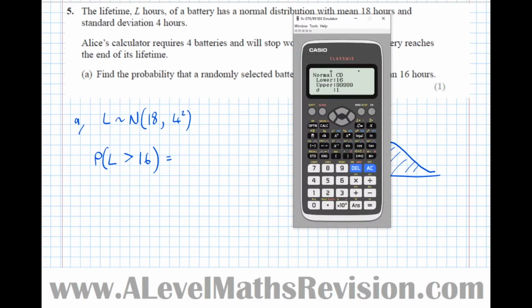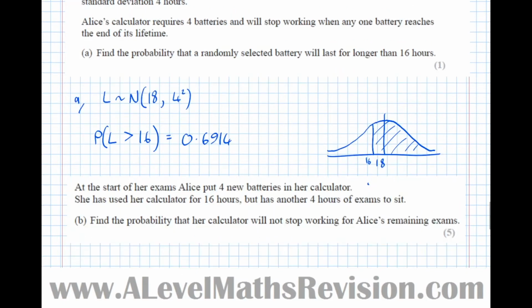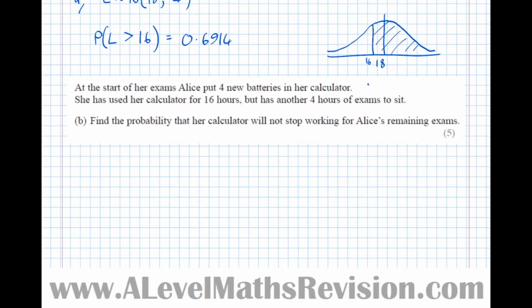So the standard deviation is 4, and the mean we said was 18. Therefore, it's 0.6914 is the answer. So the next part, at the start of her exams, Alice puts 4 new batteries in her calculator. She has used her calculator for 16 hours, but has another 4 hours of exams to sit. Find the probability that her calculator will not stop working for Alice's remaining exams.